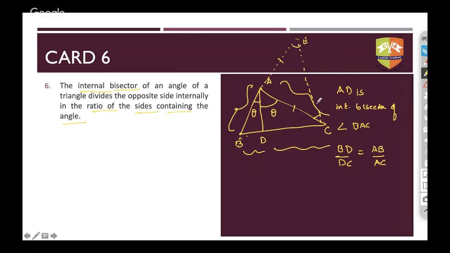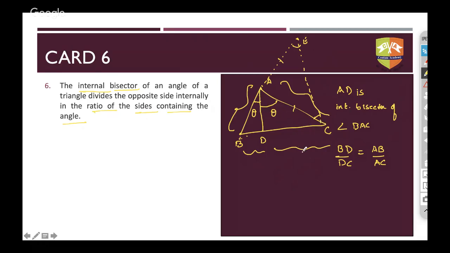Or alternatively, what you can do is make CE parallel to AD and let BA extended join CE at this point. Okay, so this is how, and then using BPT you can prove that AB by AC is equal to BD by DC.